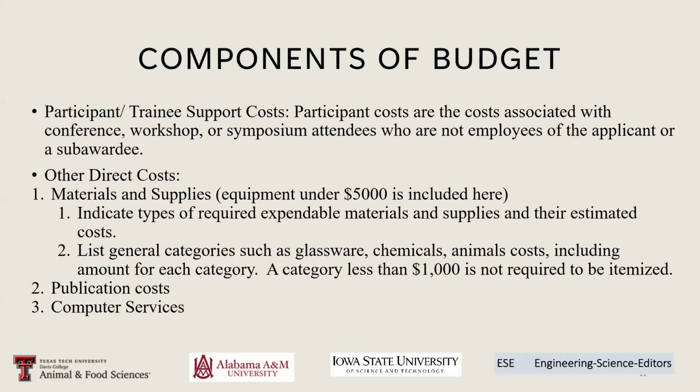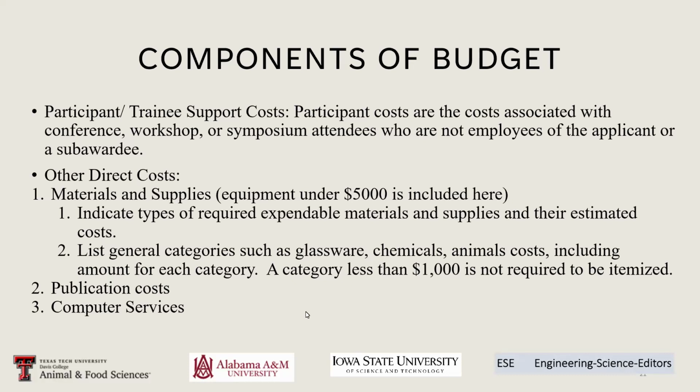Thank you. So then we have this other category of other direct costs. If you have any materials or supplies or equipment that's under $5,000, then they need to be listed out, with justification of how you came up with that amount and what it is going to be used for. So we have materials and supplies, like if you're doing a workshop and you have to buy things, or if you're doing analysis and you need to buy things.